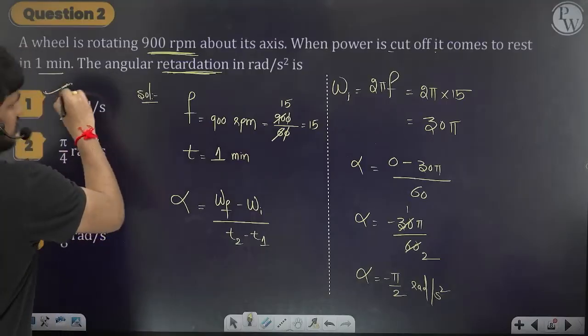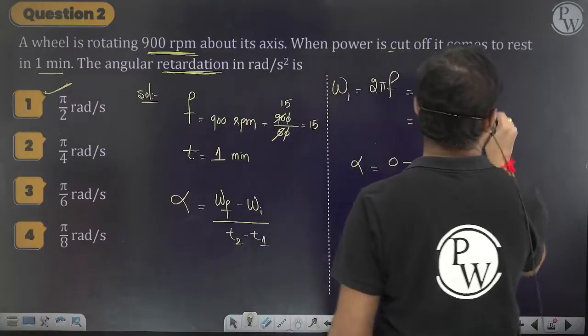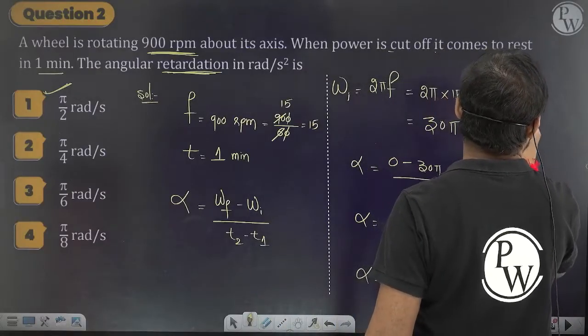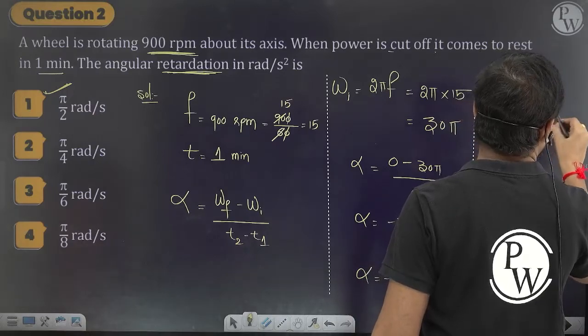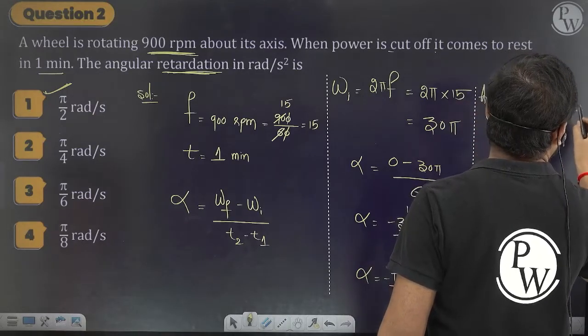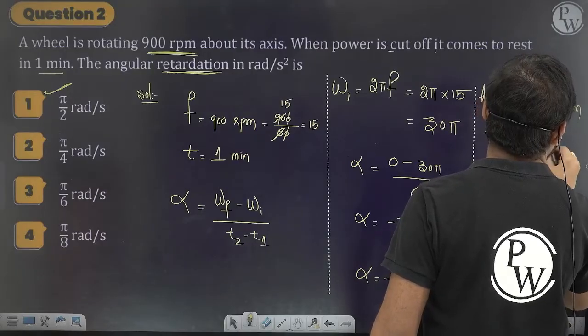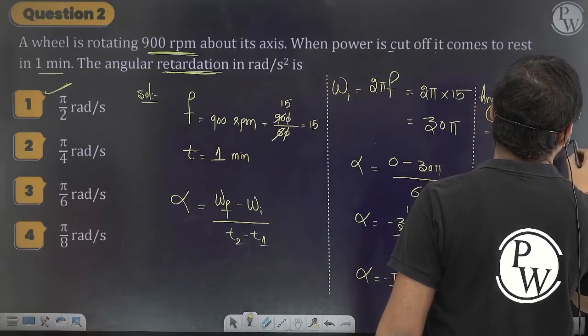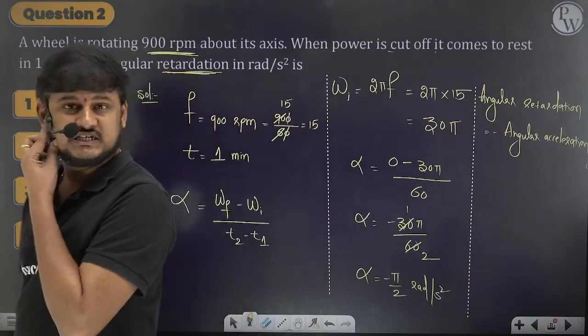So then I can write here, the angular retardation is the negative of the angular acceleration. Negative of the angular acceleration. Understood, guys? Clear?